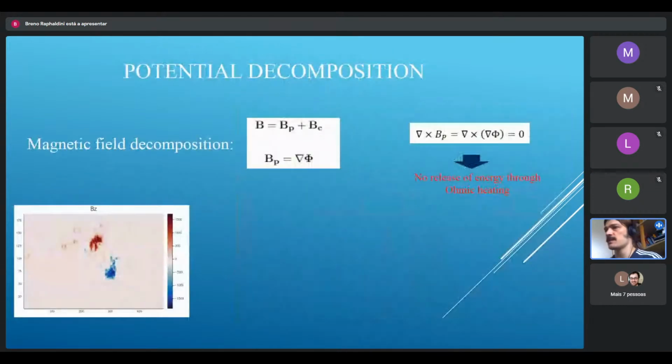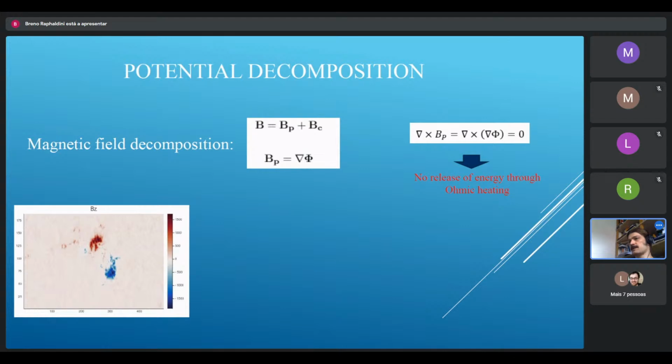So we proceed with another application of this technique, and the idea is the following: we can always decompose a magnetic field into a potential component and a current carrying component. The potential component is just an application of the Helmholtz decomposition theorem. The potential component of the magnetic field can be derived from a scalar potential.